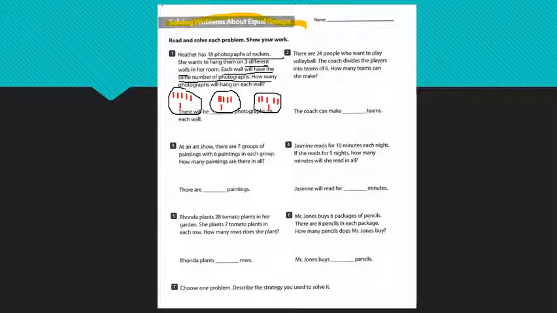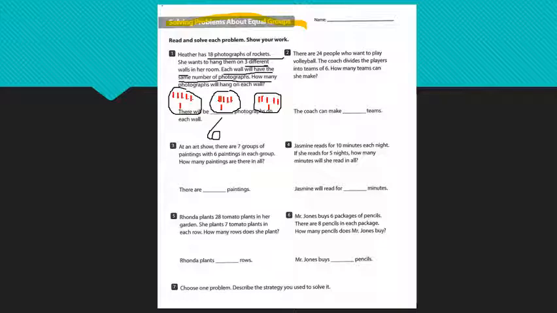All right, now I'm going to stop at 18 because 18 was my total, and I'm going to count up how many I have in each group. 1, 2, 3, 4, 5, 6. I have 6 in each group. So that means I can split 18 equally among 3 walls, and there will be 6 in each group. So the answer is there will be 6 photographs on each wall.